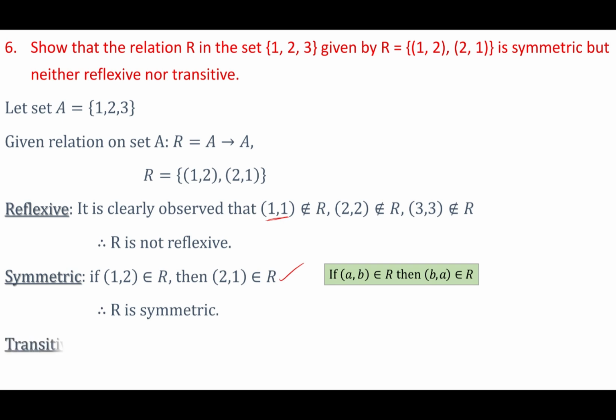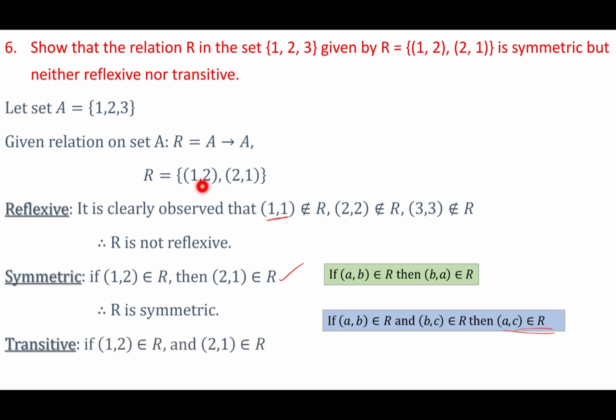Now come to transitive. A transitive relation says if AB belongs to R and BC belongs to R, then AC must belong to R. Now in this question (1, 2) is there, and then (2, 1) is there. But (1, 1) is not there. If (1, 2) belongs to R and (2, 1) belongs to R, then (1, 1) must belong to R. But here I don't have (1, 1) in the relation. So the given relation is not transitive.